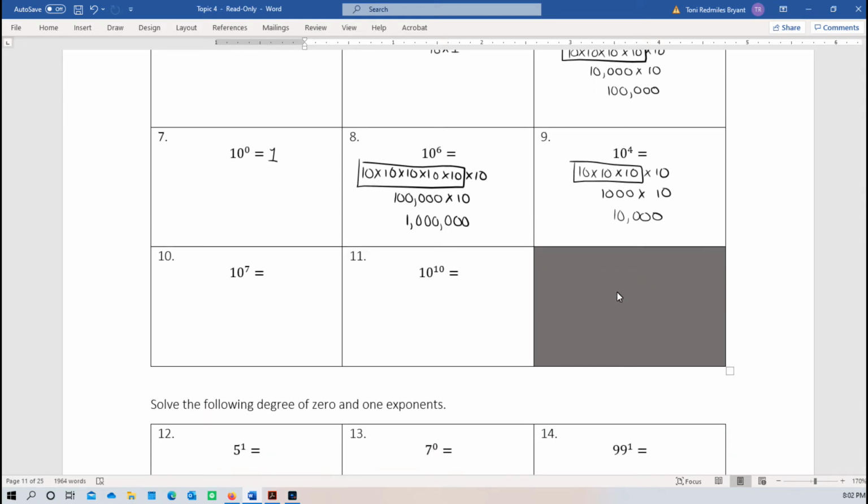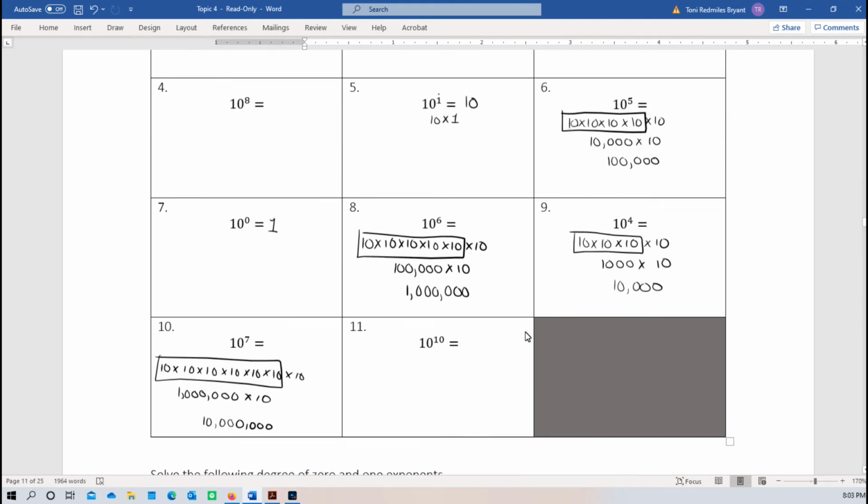All right, another one. 10 times 10 times 10 times 10 times 10 times 10 times 10. 1, 2, 3, 4, 5, 6, 7. I know what 6 of these are. 6 of them are 1 million. Times another 10 is going to make it 10 million. Look at this. I don't have to sit there doing multiplication forever. I'm just adding a 0 each time, and going in order makes it a lot easier, doesn't it?